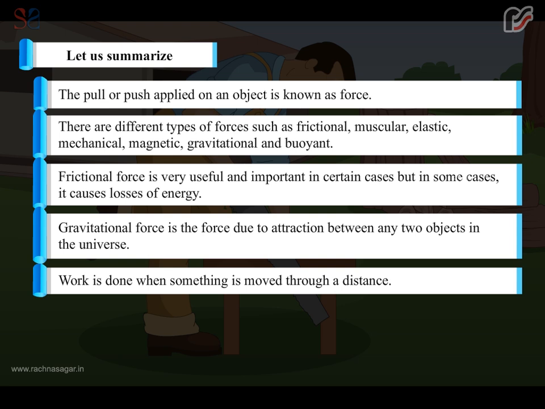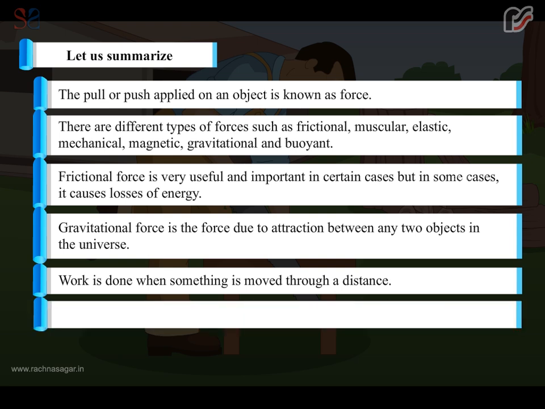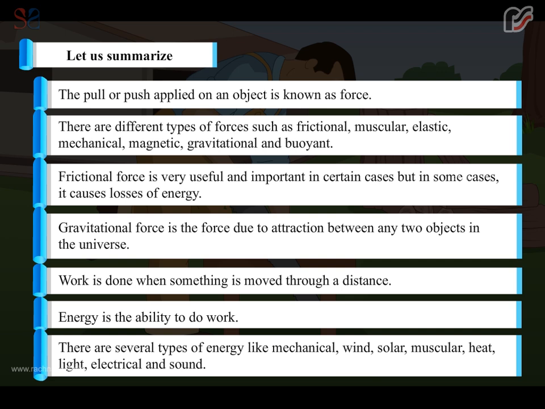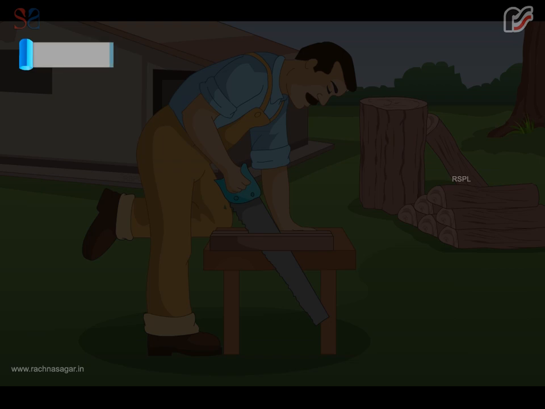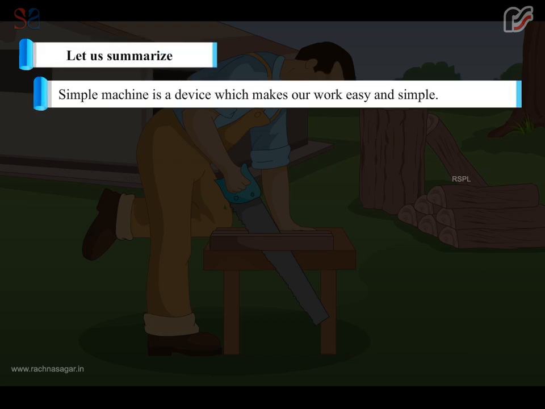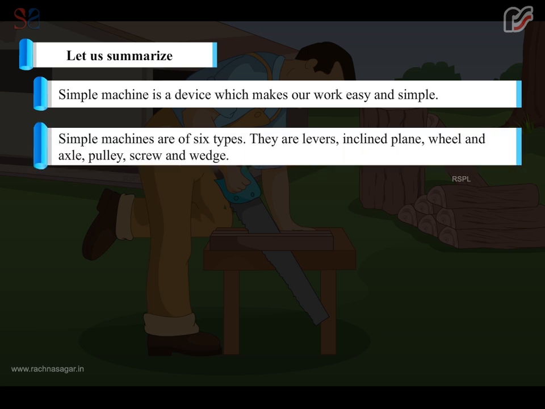Work is done when something is moved through a distance. Energy is the ability to do work. There are several types of energy like mechanical, wind, solar, muscular, heat, light, electrical, and sound. Simple machine is a device which makes our work easy and simple. Simple machines are of 6 types. They are levers, inclined plane, wheel and axle, pulley, screw and wedge.